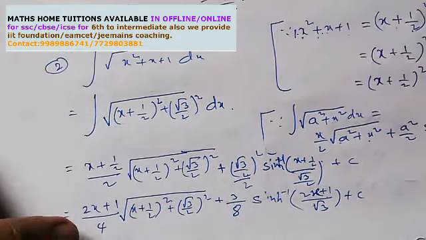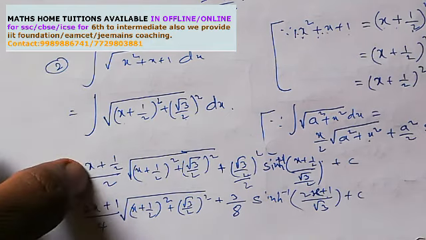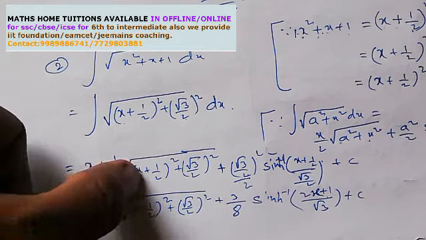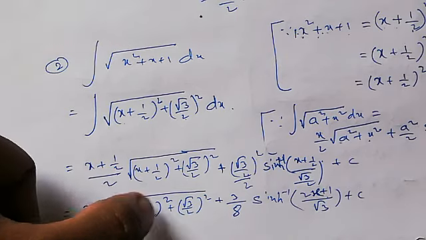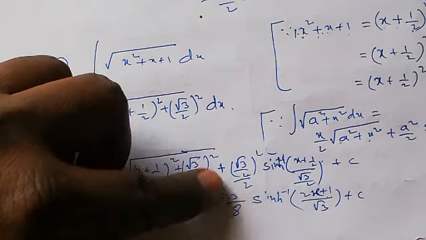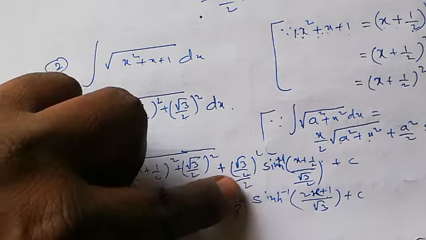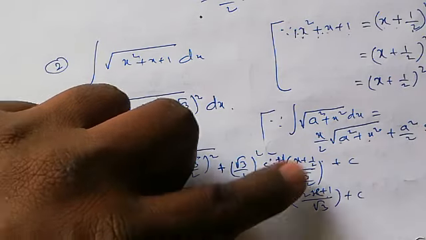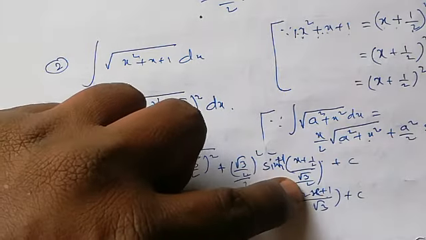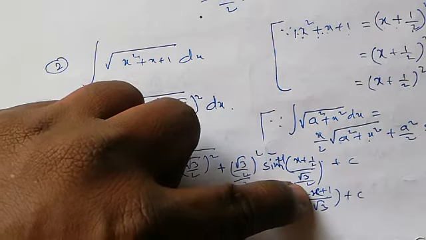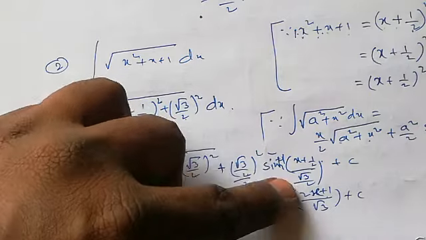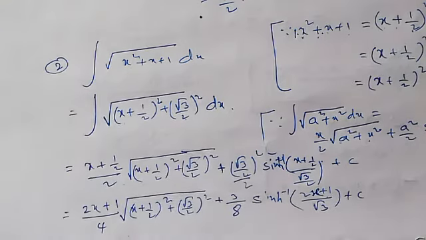Now write the result. Here I am simplifying the numerator: 2 into x, 2x plus 1 by 2, 2 twos are 4, into root over, write this result as it is, (x plus 1 by 2) whole square plus (root 3 by 2) whole square, plus, I am opening the square here, root 3 square is 3, here 2 square 4, 4 twos are 8, into sinh inverse of, simplify the bracket, 2 into x, 2x plus 1. Here I am cancelling denominator to denominator: its denominator is 2, its denominator is also 2, so 2 is cancelled. Now write the remaining root 3, so it becomes 2x plus 1 by root 3, plus c. Clear?